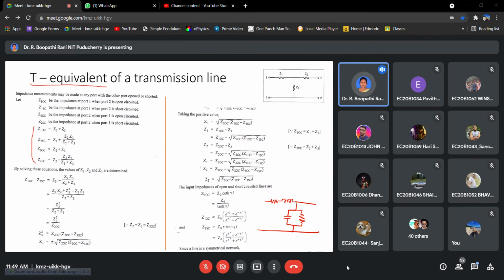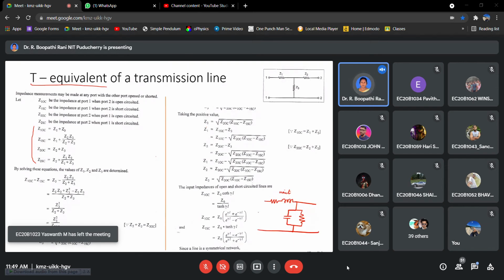In network theory, you are studying about the T section network and pi section network. Here we have this network. This is for only one section. It will be repeated all along the length of the line. This is only for unit length. So over the entire transmission line length, it will be repeating.